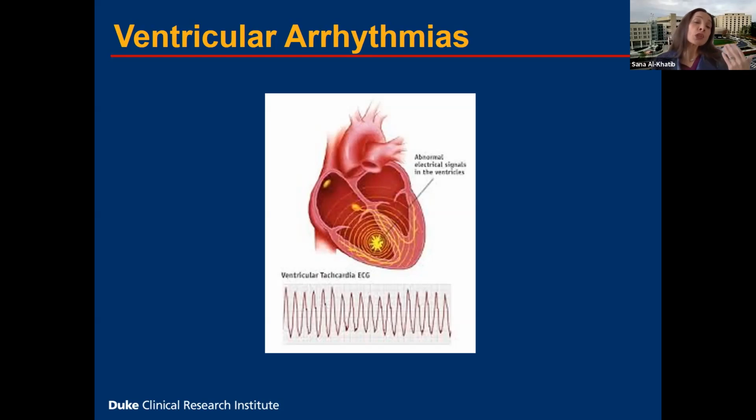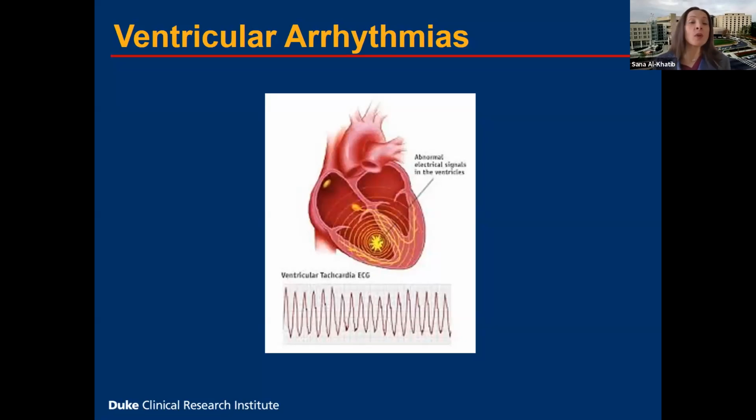And if they're slower, they're generally well tolerated, 120, 130, 140. But a lot of these ventricular arrhythmias are very fast. They're starting in the bottom chamber, and that bottom chamber is going at 200 or 250 beats per minute. That really reduces the ability of the heart to pump enough blood. The cardiac output decreases. And as such, a lot of those people may end up passing out.